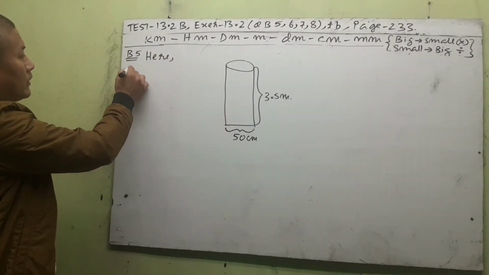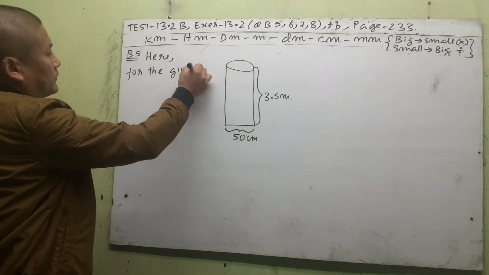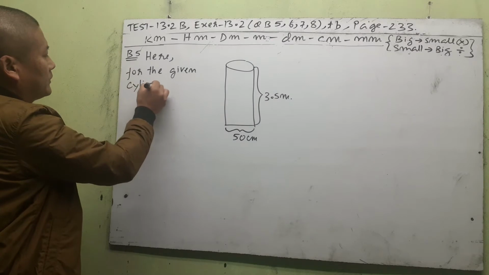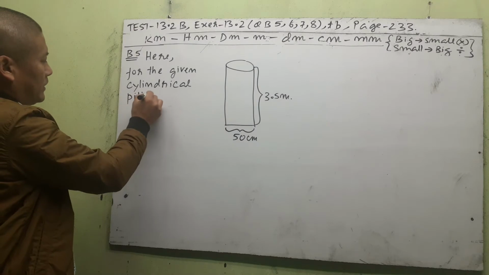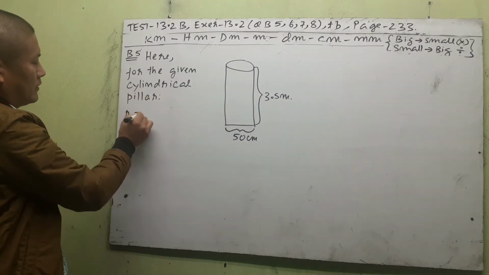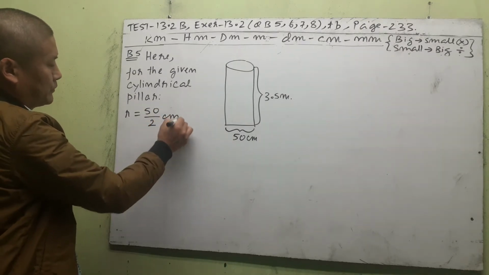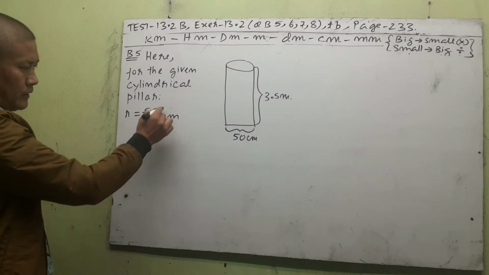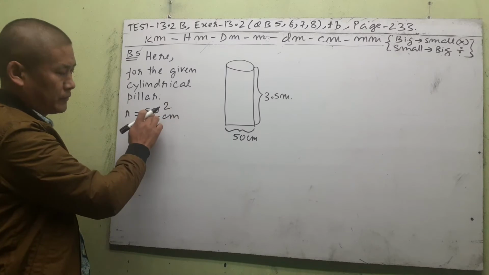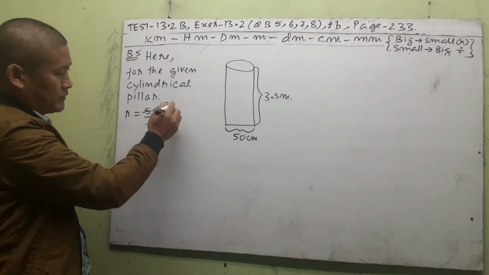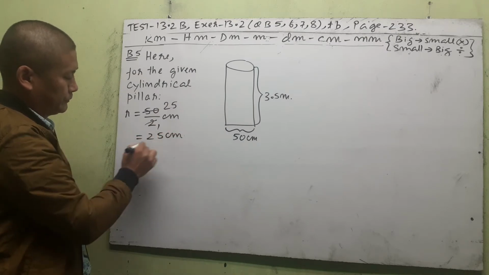So for the given cylindrical pillar, R, the radius will be the diameter 50 divided by 2. So 2 ones are 2, 2 twos are 4, while 5 is there, so 1 remainder, so it makes it 10 by going in front of the 0, and so 2 5s are 10, so 25 centimeter.